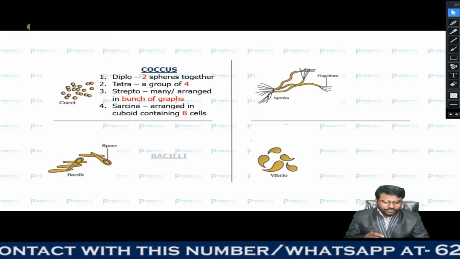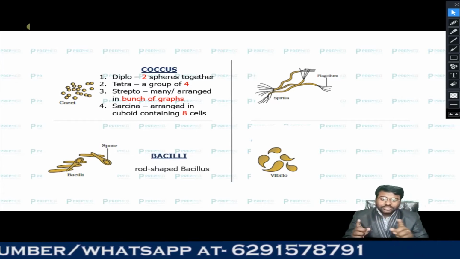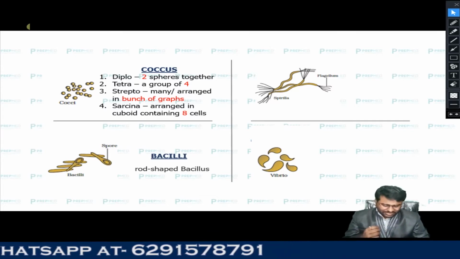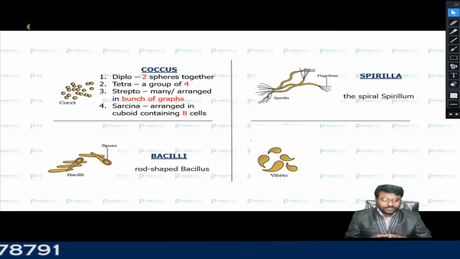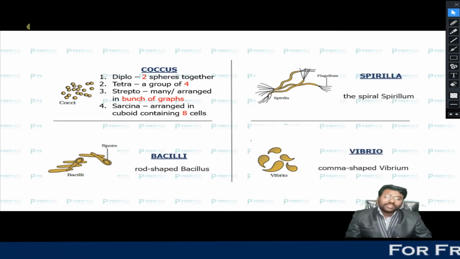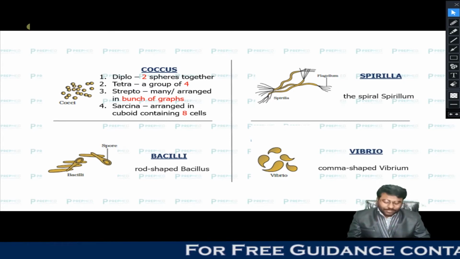Very easy. Coming to the bacilli, how to identify the bacilli? There is a spore, and this is a rod-shaped bacillus. Easy. How to identify the spirilla? Spirilla have some flagella. And how to identify the vibrio? Vibrio are comma-shaped bacteria. Okay, so this is the most important slide regarding bacteria.